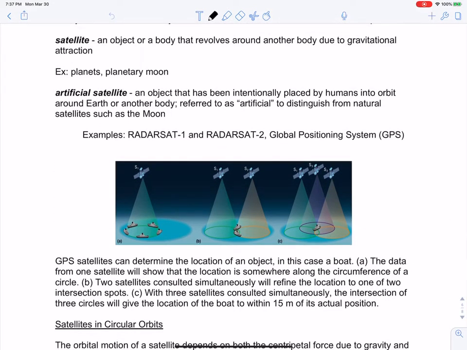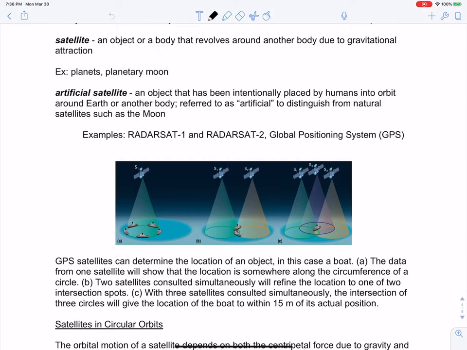So the definition of a satellite is an object or body that revolves around another body due to gravitational attraction. Examples include planets and a planetary moon. An artificial satellite is an object that has been intentionally placed by humans into orbit around Earth or another body, referred to as artificial to distinguish from natural satellites such as the moon. Examples include RADARSAT-1, RADARSAT-2, and the Global Positioning System.